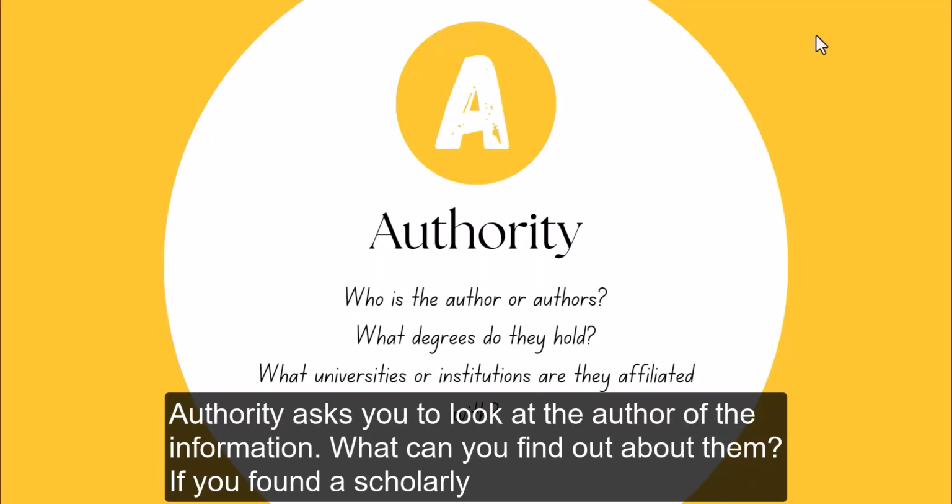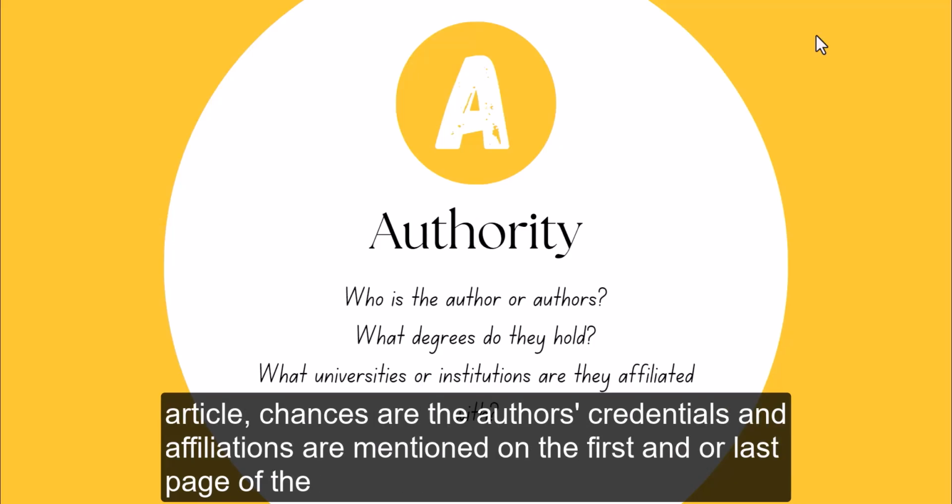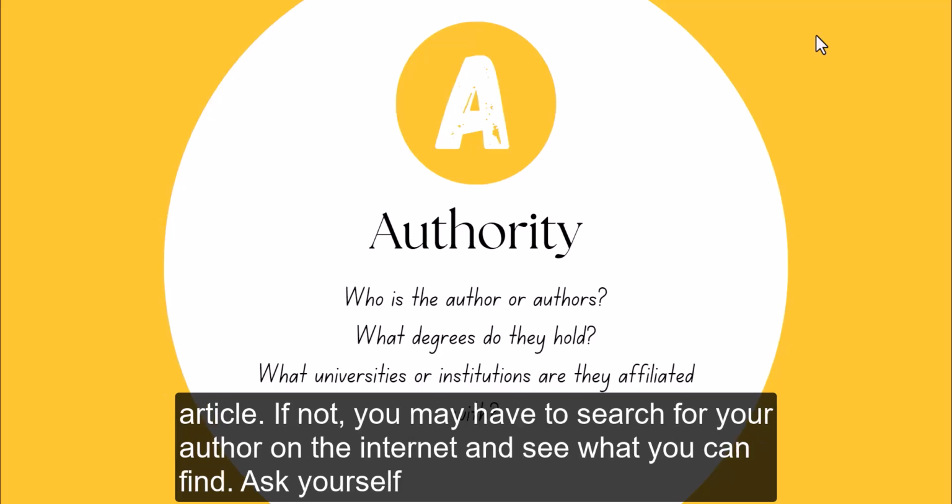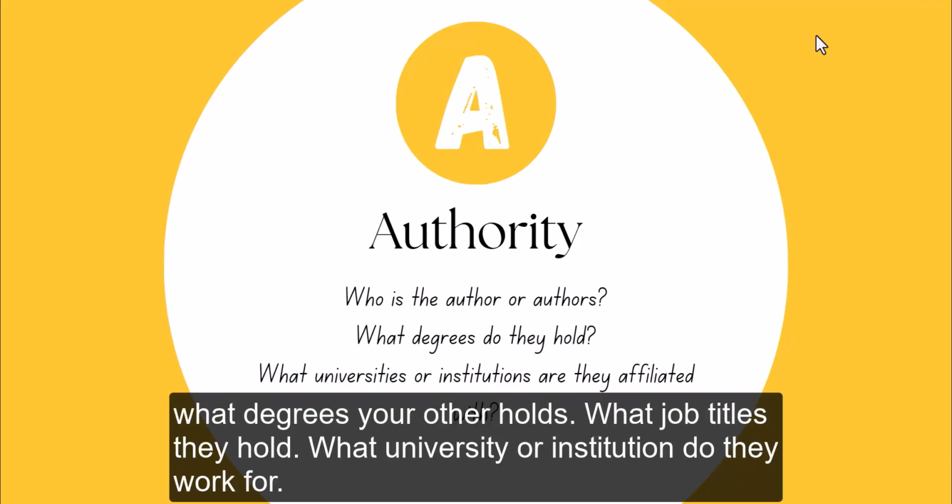Authority asks you to look at the author of the information. What can you find out about them? If you found a scholarly article, chances are the author's credentials and affiliations are mentioned on the first and/or last page of the article. If not, you may have to search for your author on the internet and see what you can find. Ask yourself what degrees your author holds, what job titles they hold, what university or institution do they work for.